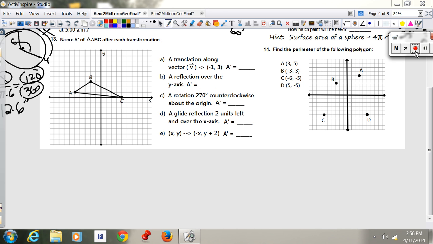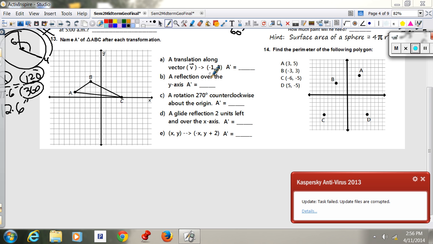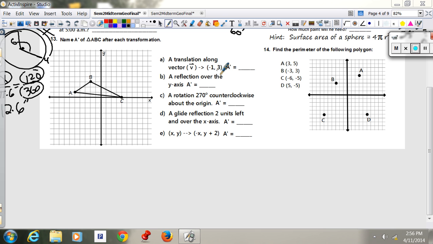First thing they want you to do is a translation. I want you to translate it over -1 and up 3. So over -1 from the letter A, and you go up 3. That's going to put you at the point -6,4. -6,4, that's if you have an A or a C test.